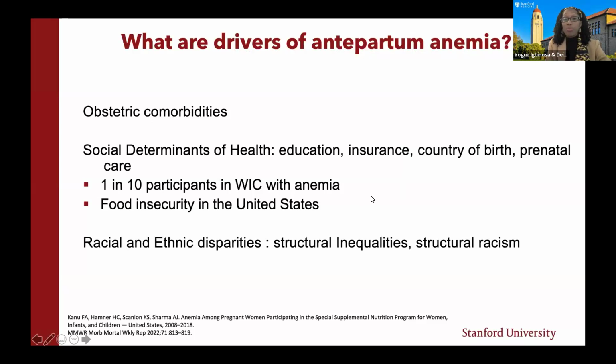We know that 1 in 10 participants in WIC have anemia at the start of prenatal care, and often that increases by their 3rd trimester, where some reports say up to 50% have anemia by their 3rd trimester. And we also know food insecurity is correlated with anemia. And then there are racial and ethnic disparities, structural inequalities, and structural racism that contribute to this problem.